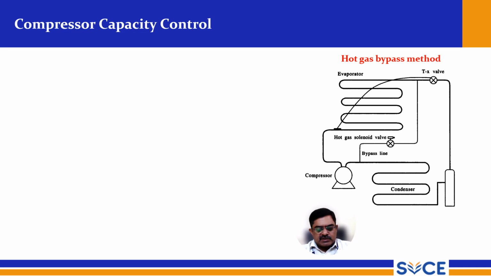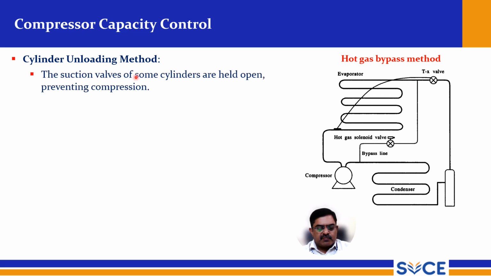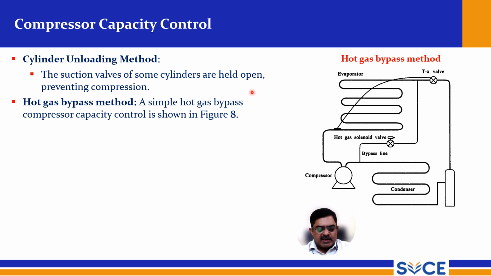Next, this is the hot gas bypass method. So this is the condenser, and here this is the compressor. A bypass line is provided here. The evaporator is working here, and the solenoid valve is kept here, in the bypass line provided, and this becomes the hot gas bypass. And the cylinder unloading method: the suction valves of some cylinders are held open, preventing compression.